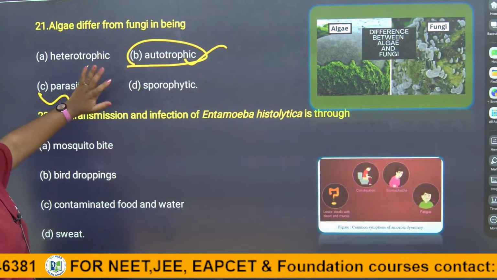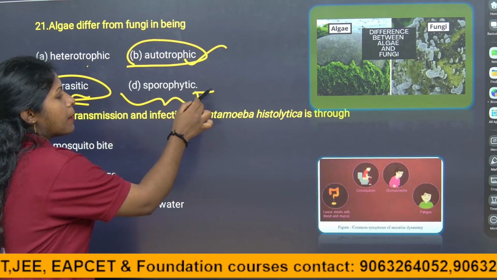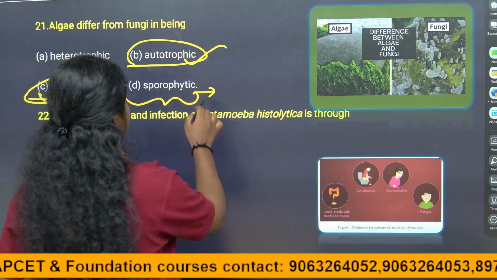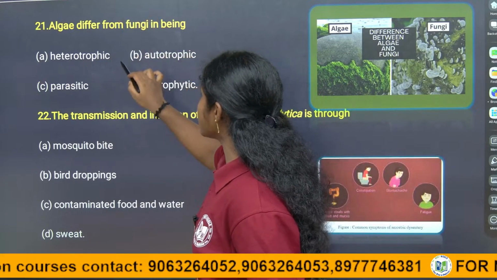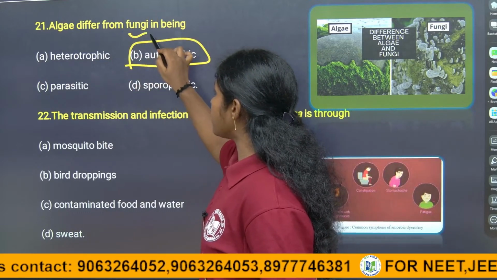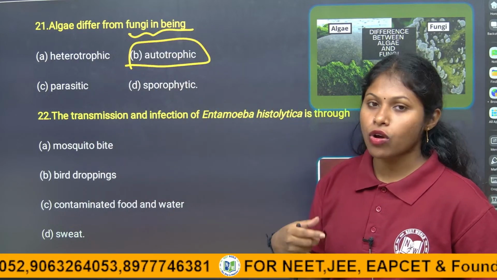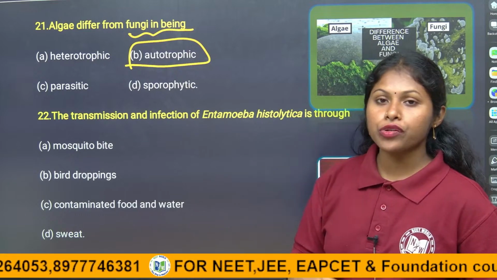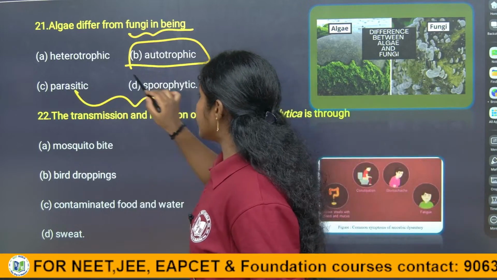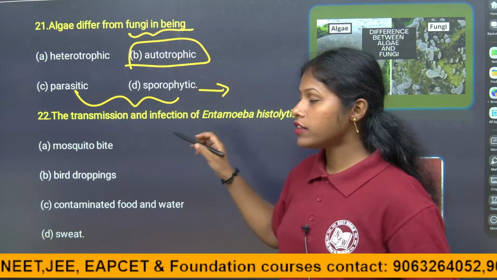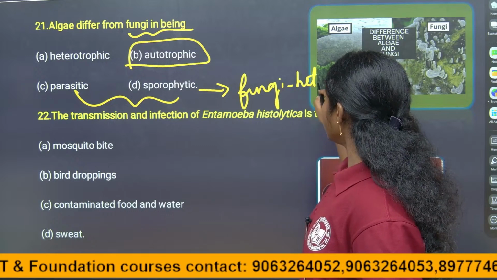So the algae does not come under the group of parasitic, and saprophytic means they act on decomposed dead animals, plants and all that. So here the D option is also wrong. The correct option for this question is autotrophic, because algae differ from fungi in that they can prepare their own food. That is why we consider them autotrophic. They are not dependent, and they do not use the parasitic or saprophytic mode. These two modes are shown by the fungi only. That is why we consider fungi as heterotrophic.